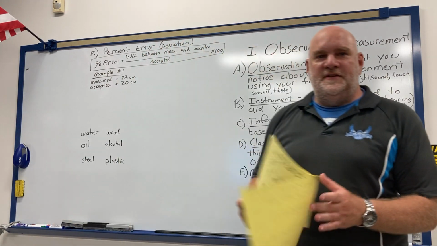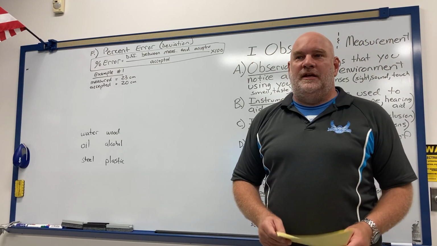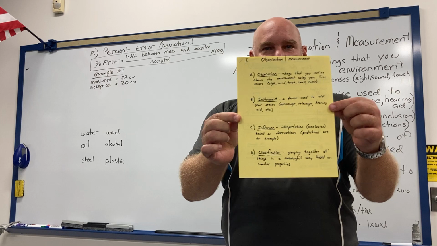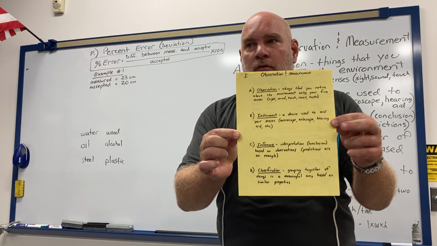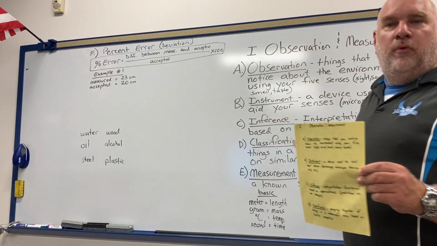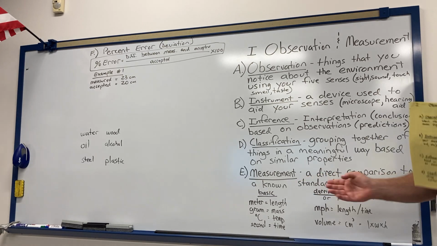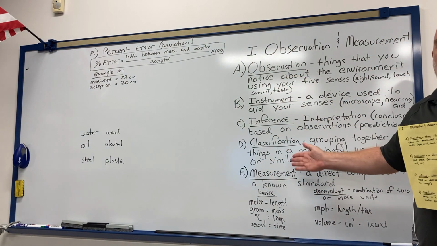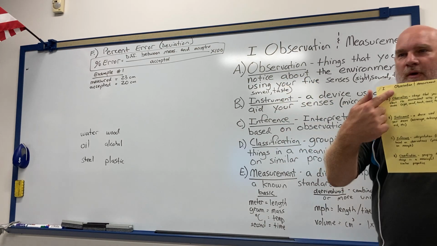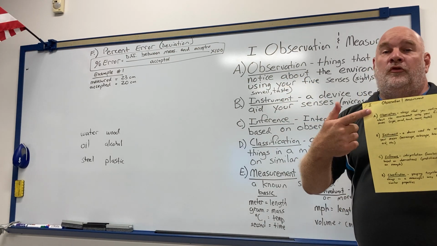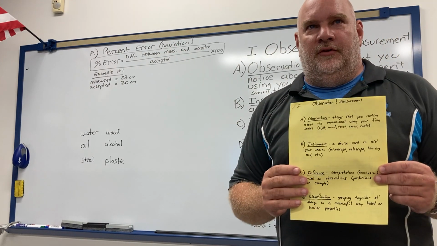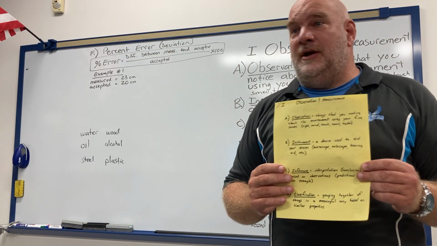All right, so this lesson is about observation and measurement. What you want to do is get your yellow notes out. What I'm covering on the board here is exactly what's on your notes. So I realize you may have difficulty seeing this. That's why I put it on here as well. So if you just follow along, you'll learn all about observation and measurement.